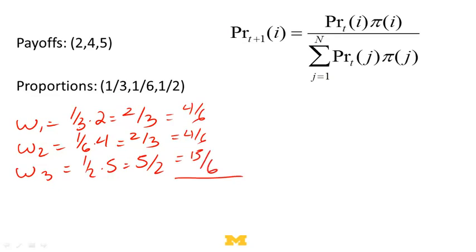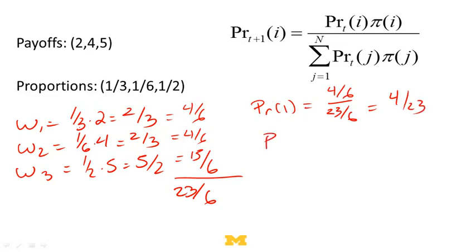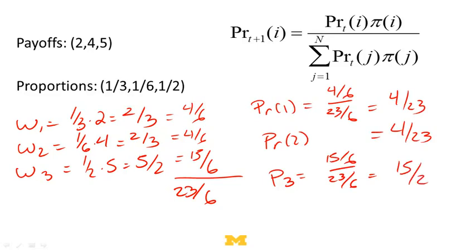If we add up the total weights, we get 23/6. Now if we want to figure out the proportion using strategy 1 in the next period, period t plus 1, that's just 4/6 over 23/6, which is 4/23. The probability they're going to use strategy 2 is also 4/23 because it has the same weight, and the probability that you use strategy 3 is 15/6 divided by 23/6, which is 15/23. And notice if we add that up, 4 plus 4 plus 15 gives us 23/23.